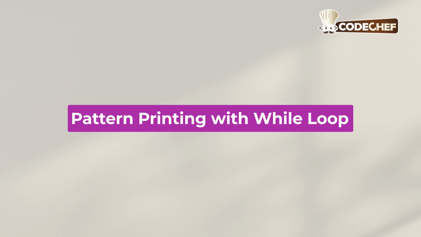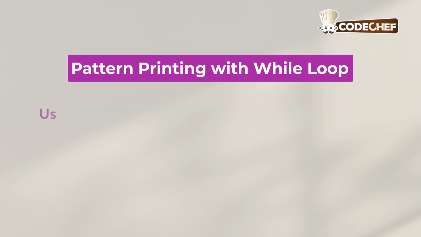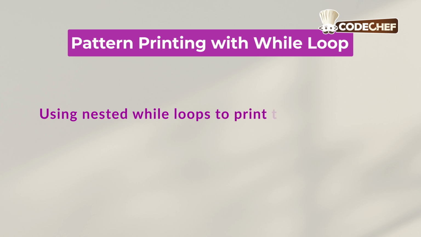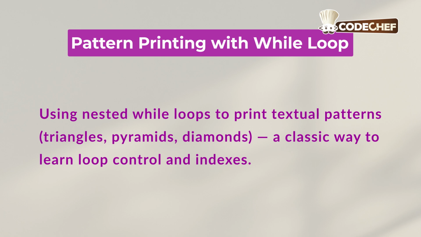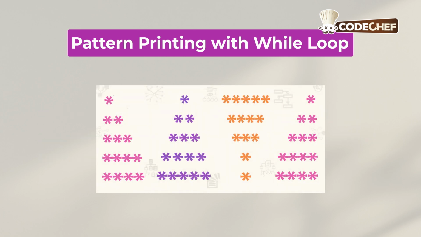The next topic is pattern printing with while loop. Using nested while loops to print textual patterns like triangles, pyramids, diamonds. It is basically a classic way to learn loop control and indexes. So why do we do pattern printing with while loop? Because it is a great exercise for mastering indices, spacing, nested loops, and output framing. So here I am not including any other example because the last example that we saw for nested while loop was also an example for pattern printing since we created a pyramid there.